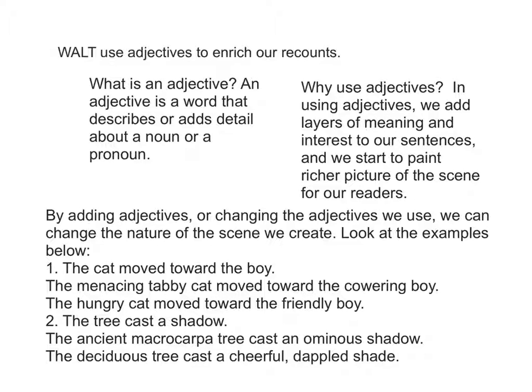So for the first example, we have a simple sentence: the cat moved towards the boy. In the second version of the same sentence, I've added two adjectives to describe the cat: menacing tabby, so that we can create a clearer picture of what sort of cat it was, and the little boy is described with the adjective cowering. So our sentence becomes: the menacing tabby cat moved towards the cowering boy. So immediately we start to get a very much clearer picture of the action going on.